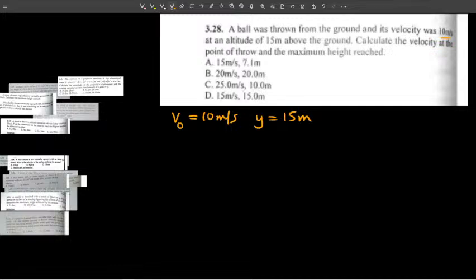So at the point of throw, what is the velocity? Does that mean that this is not the initial velocity? They said, listen to it again. A ball was thrown from the ground, and I want our input, please. This is a live section for a reason. So I want our input.